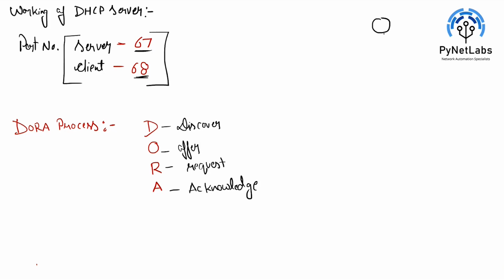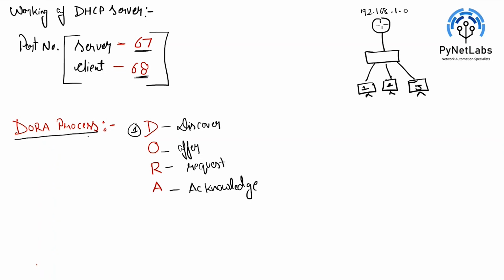This is a router. It is connected to a switch and this switch has three client machines: PC1, PC2, PC3, and you have configured some DHCP of 192.168.1.0. Okay, getting guys? Now see, what is the first step? This is discover. At the backend of DHCP there is a process known as the DORA process. So in this DORA, let's start with the discover message.